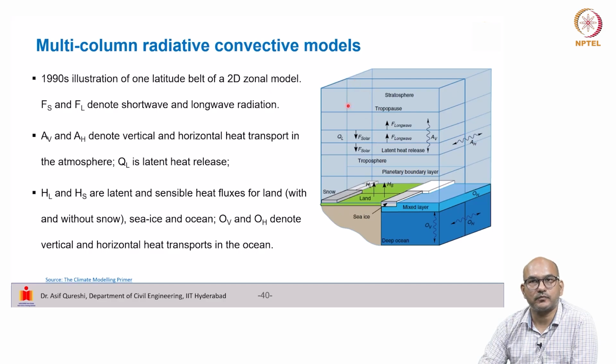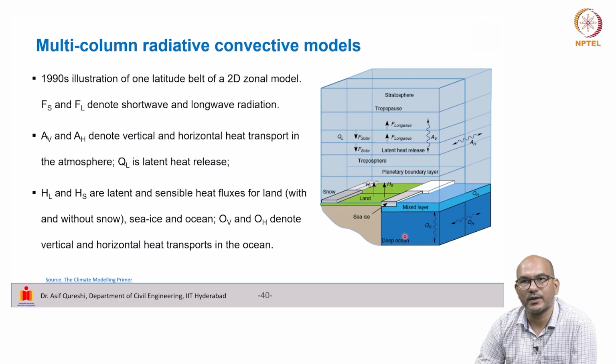So, we have shortwave and longwave radiation coming in, we have QL, which is the latent heat release. So, F solar coming in and F longwave going out. Then we have vertical heat. I will first explain the environment. The environment is an ocean layer, which is a mixed layer and the deep ocean. Then we have this white color, which is sea ice. Then we have land, in which we have grass, snow and ice.